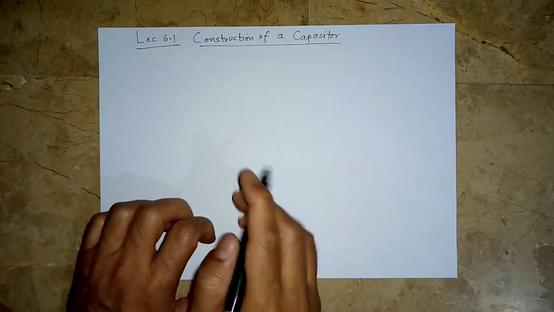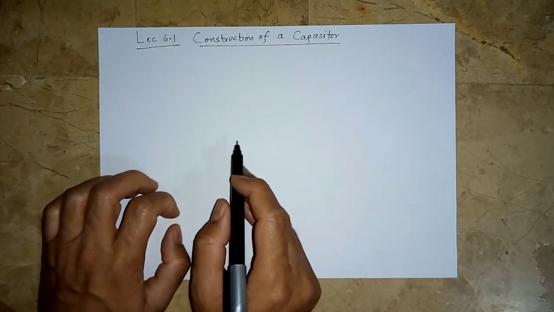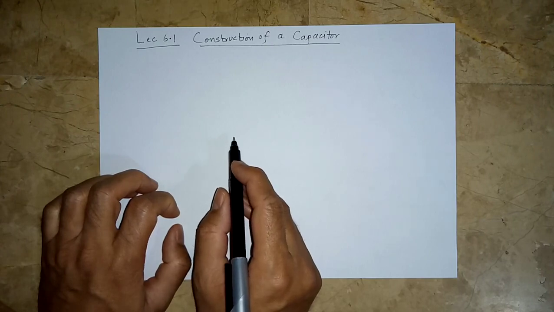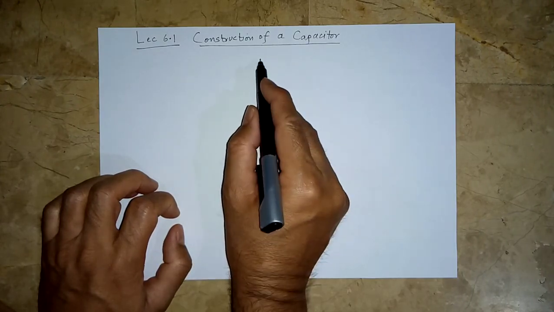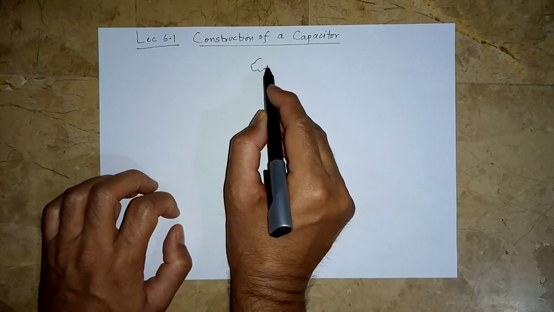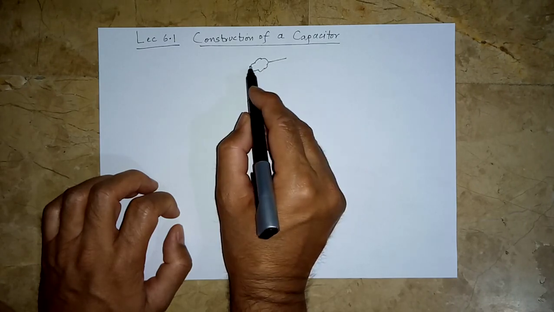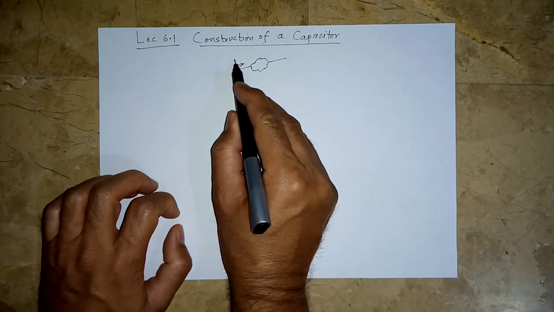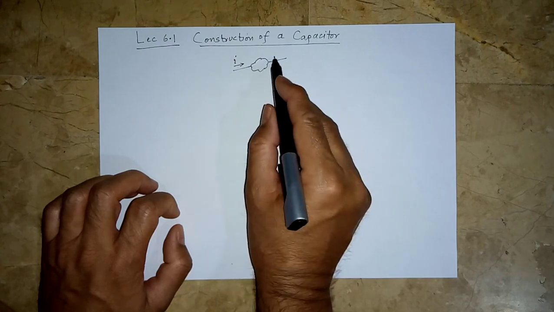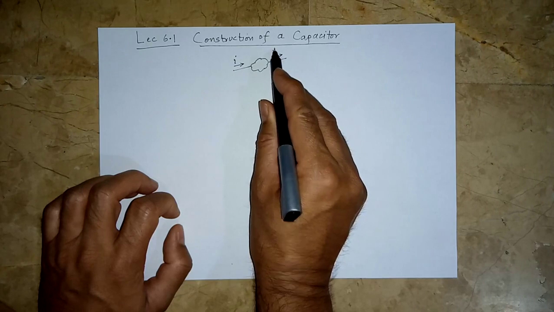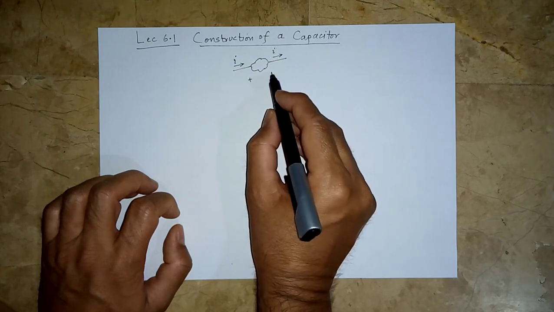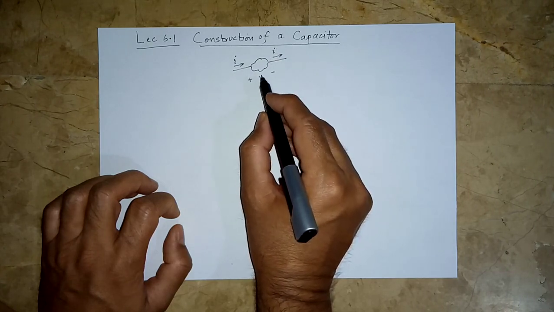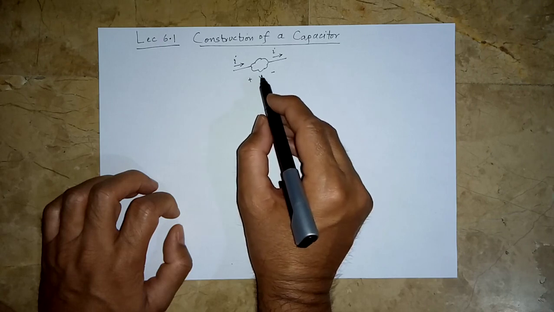Let us have a brief look at the construction of a capacitor. While we know that we are going to treat the capacitor as a circuit element where we are interested only to have a current flow inside the element and come out of the other side. And in this process, there should appear a voltage across the element.